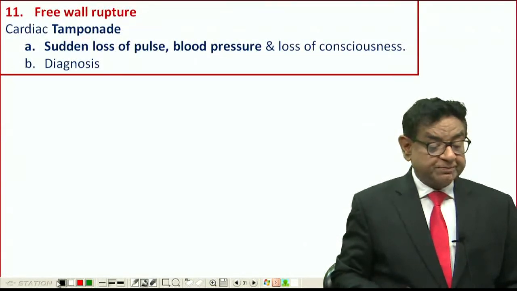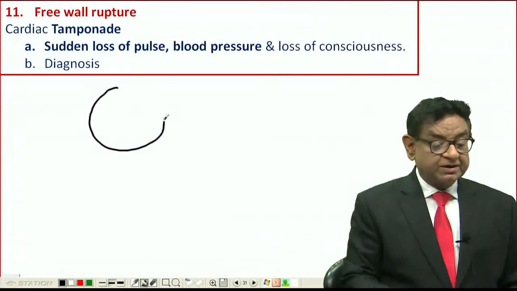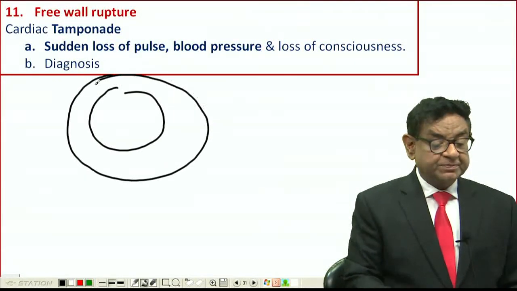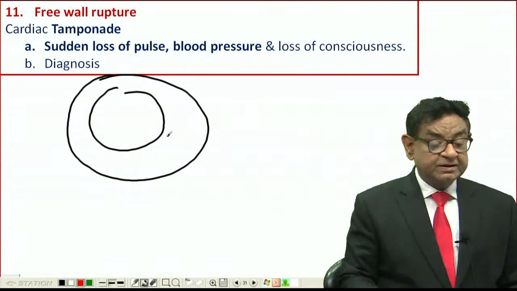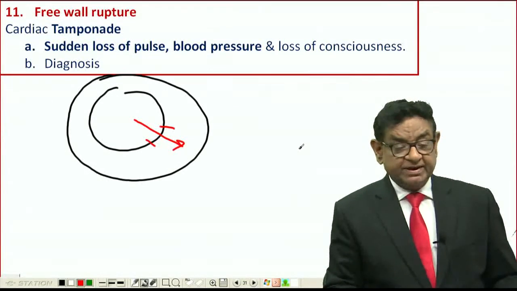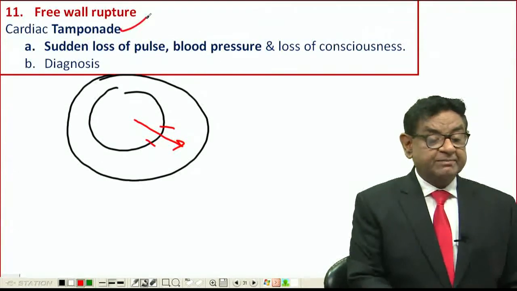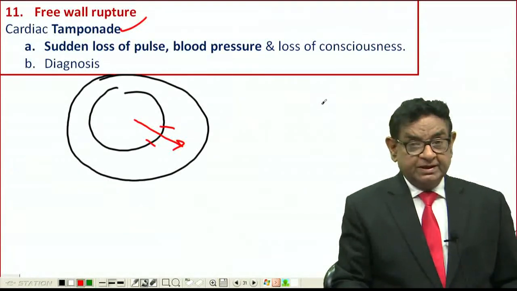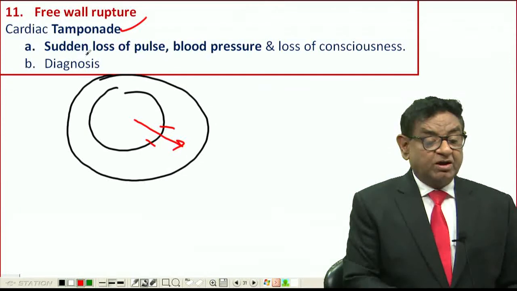Free wall rupture. This is the heart. This is the pericardium. Rupture occurs in the myocardium. The whole blood comes into the pericardial cavity. It leads to urgent cardiac tamponade, right? And in this case, there is sudden loss of pulse.